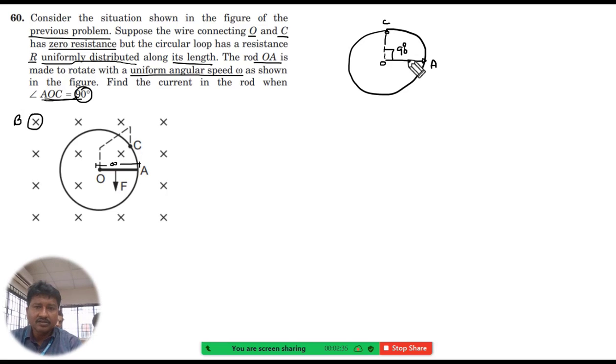So this rod will generate EMF. In the earlier problem we decided a rotating rod will generate EMF. How much EMF is generated? Half B omega A squared. That much EMF will be generated.